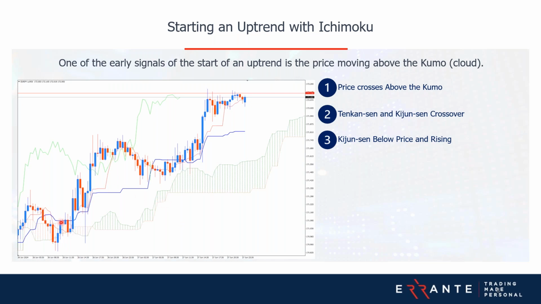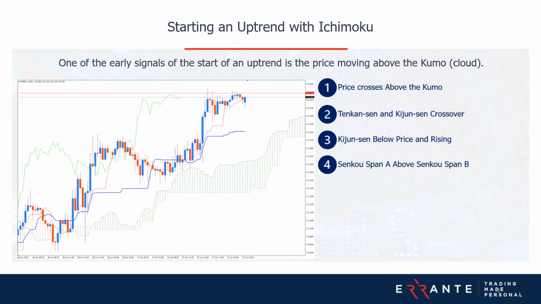As you can see here at the beginning of this uptrend, we have the price above the Kijun-sen, we have the Tenkan-sen crossing the Kijun-sen, and we have the price above the Kumo, while the Kumo ahead is bullish. So this is a very, very strong signal of a significant uptrend at its highest momentum possible.